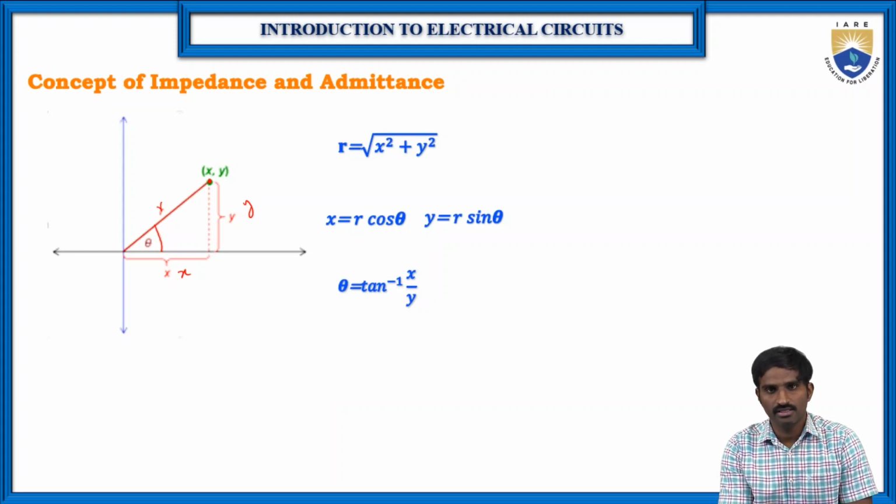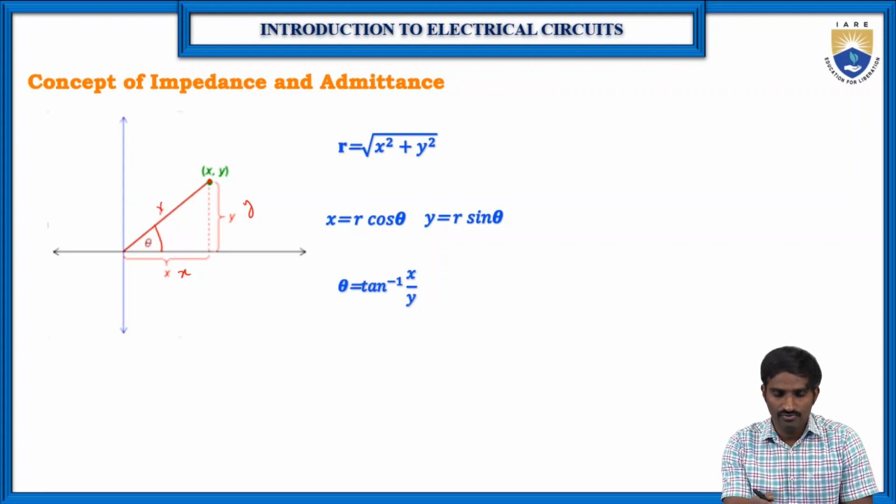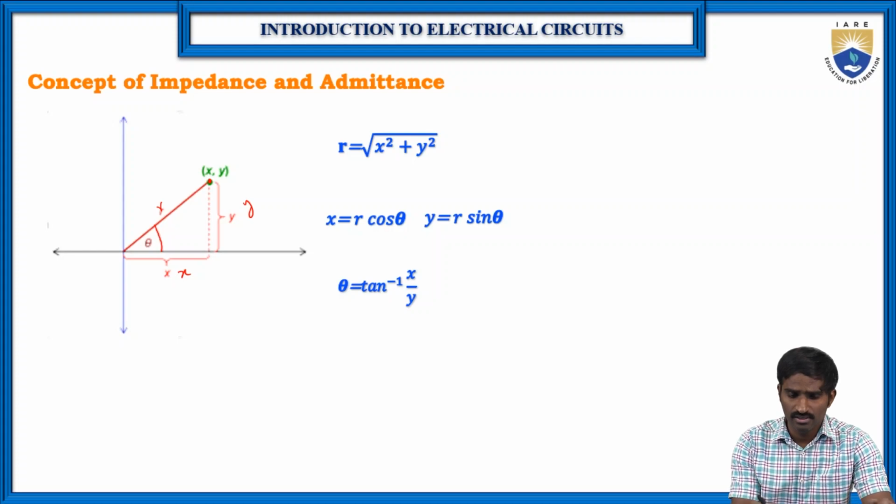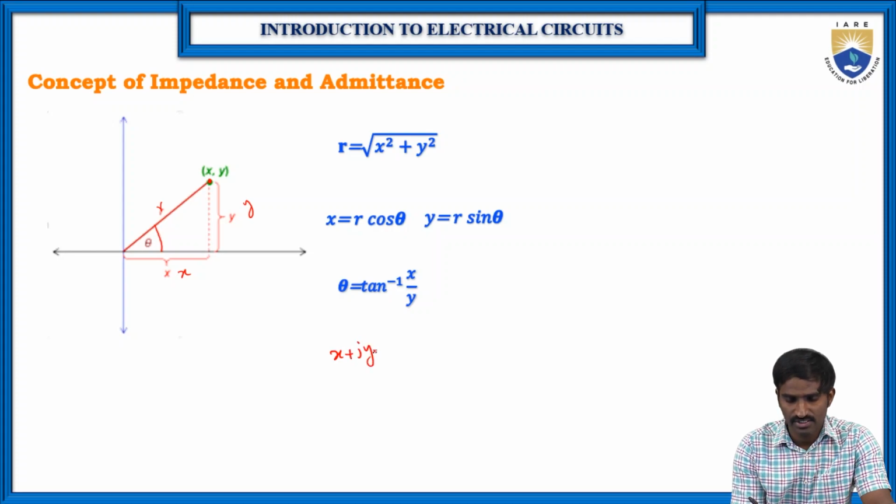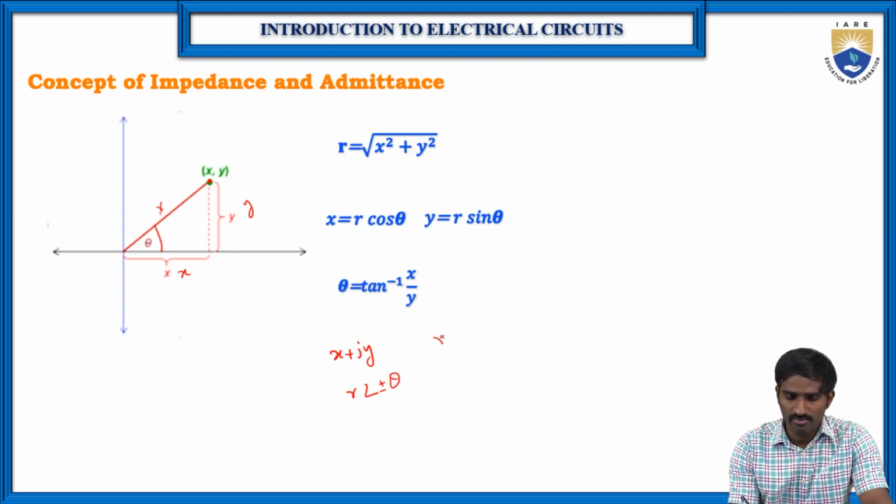So the vector notation is represented in two different types. One is the rectangular form, another one is the polar form, right? So in this concept we are discussing how to convert rectangular form into polar form and polar form into rectangular form. If you want to represent in rectangular form, it is x plus jy, or in polar form, r at an angle of plus or minus theta. Here r is the square root of x square plus y square. So if you know the x and y values, then you can find the r value, and theta is equal to tan inverse x by y.